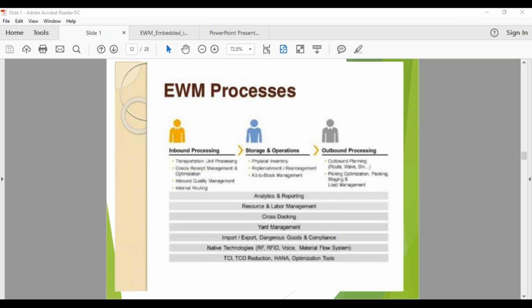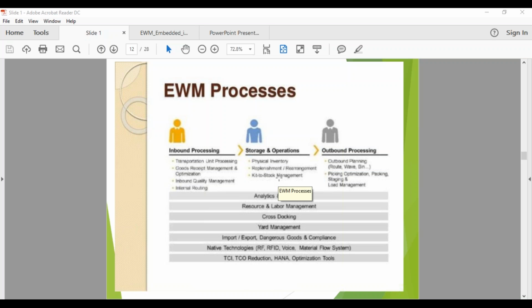So, the main processes, as I mentioned, are inbound processing, outbound processing, and storage and operations internally. In transportation unit planning, we'll be receiving the transportation unit and the goods. If quality is required, some businesses have quality management, and internally we'll move the parts inside. Then we have outbound delivery, outbound planning, picking, optimization, and packing, that is, how outbound delivery processing happens. Under storage and operations, we have the physical inventory and replenishment, which we have discussed.